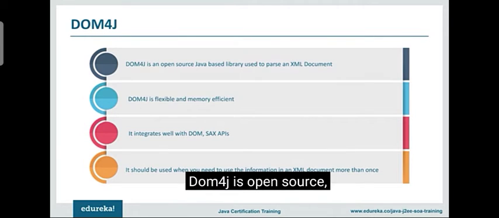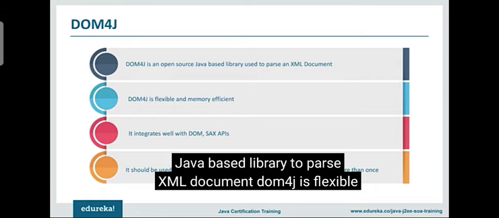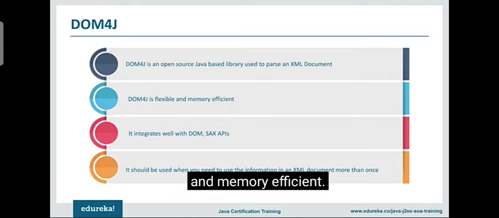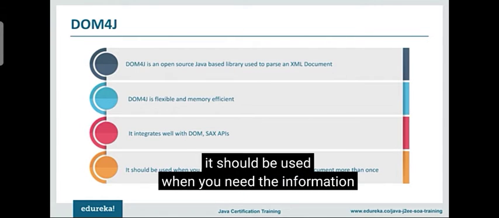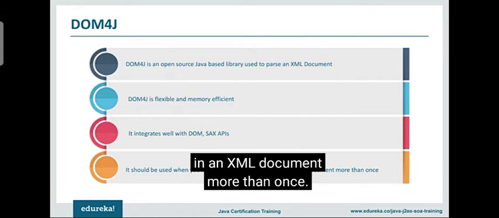DOM4j is an open source Java based library to parse XML documents. DOM4j is flexible and memory efficient. It integrates well with DOM and SAX APIs. It should be used when you need the information in an XML document more than once.